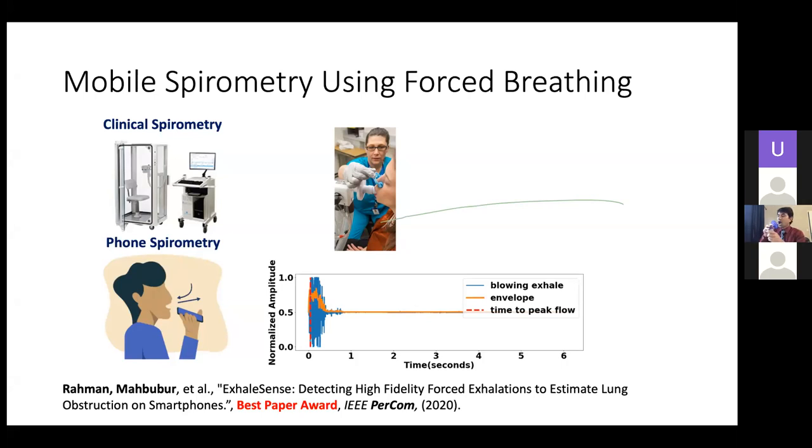You see, this is difficult even for healthy subjects. So this is the portable version of this clinical spirometer. But we have done this thing using just the phone. Because the phone has a microphone, we can do the same thing on the phone: the air pressure and sound can be analyzed to estimate the similar parameters that are measured using spirometry devices. And this is the paper that got the industry track best paper award in PerCom this year.